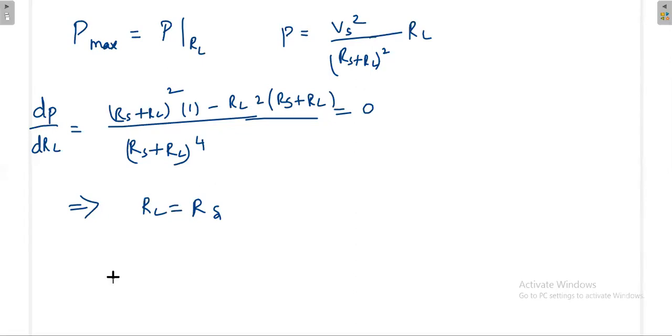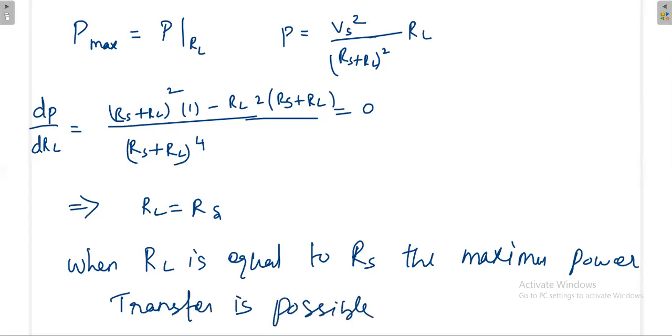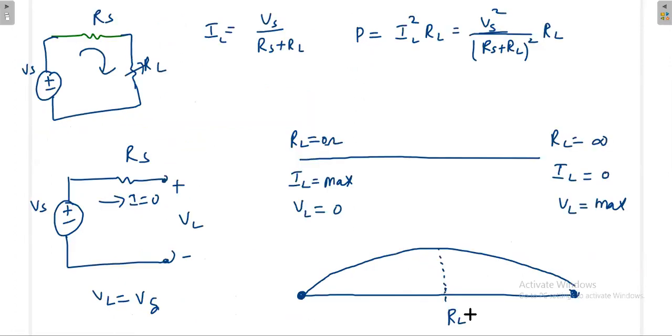So what it is coming, when RL is equal to RS, the maximum power transfer is possible. That is the idea. That means, at what value of RL is the maximum power transfer possible? When RL is equal to RS.